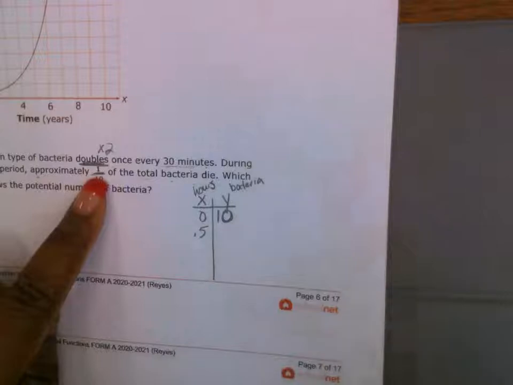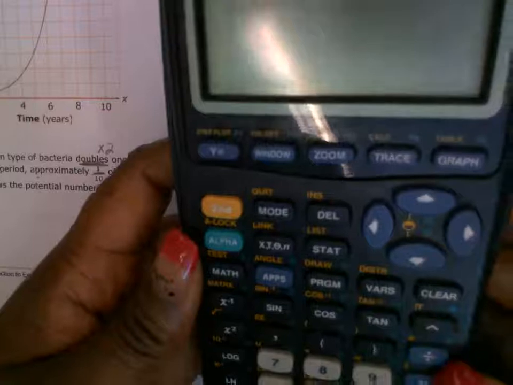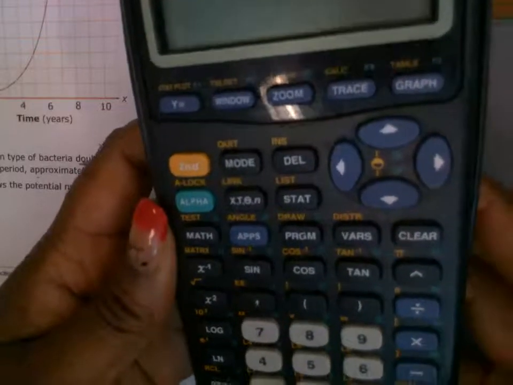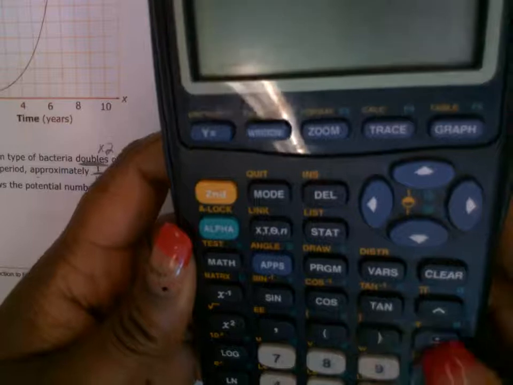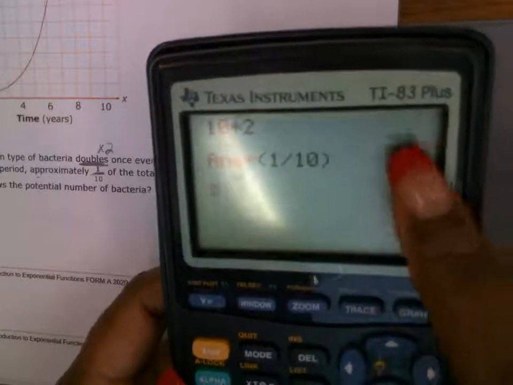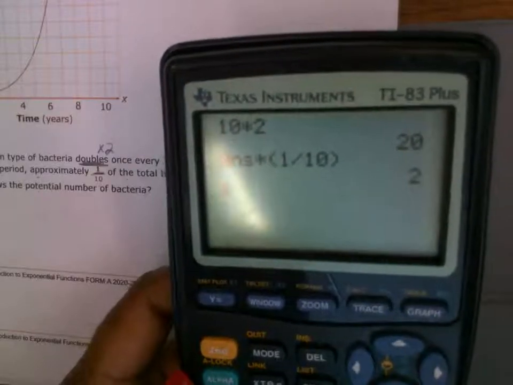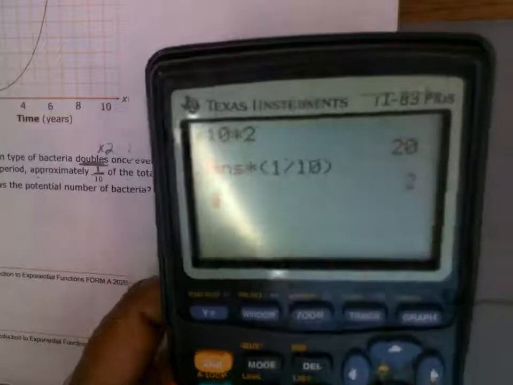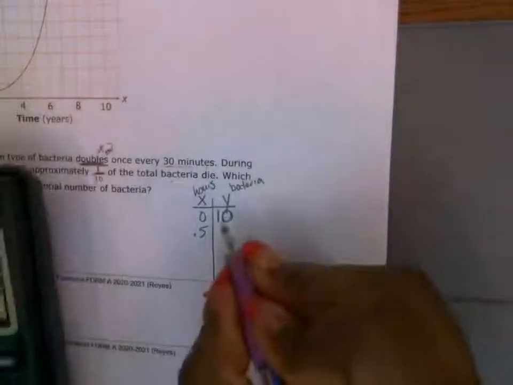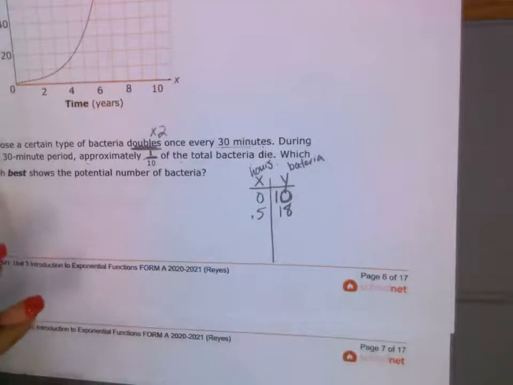And then it says approximately 1/10 of the bacteria. So we're going to multiply this by 1/10. So in parentheses, 1 divided by 10, about 1/10 of it, okay, will die. So this is 2. So I'm going to subtract 2. So when I subtract 2 from 20, because 1/10 of it dies, that's going to give me what? 20 minus 2, which is 18. Okay, do you see that right there, what I did? Yes, no, maybe? Okay, said yes.